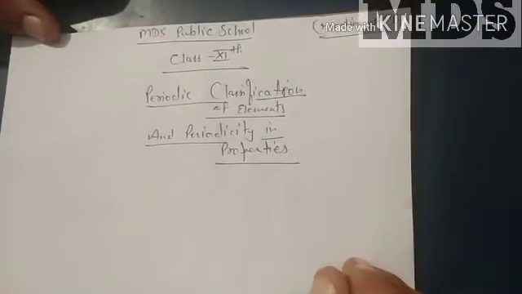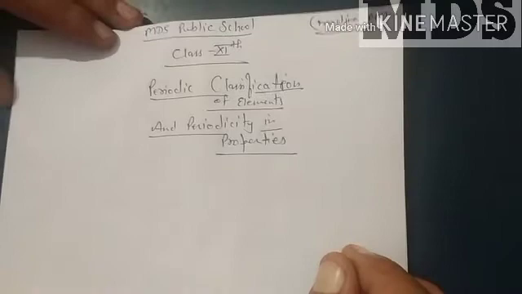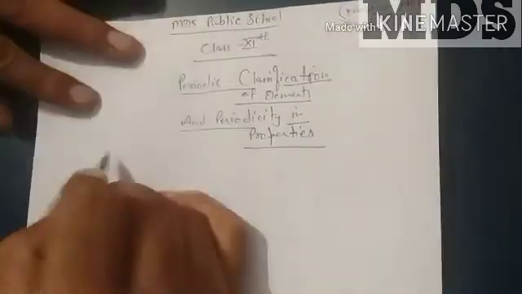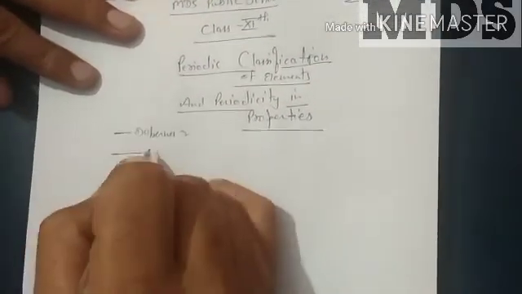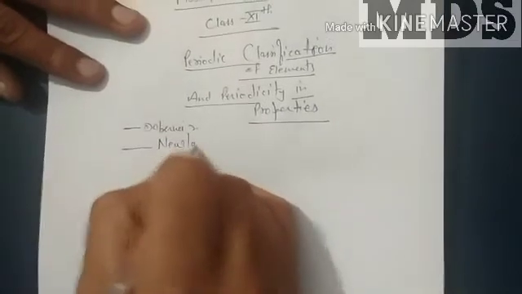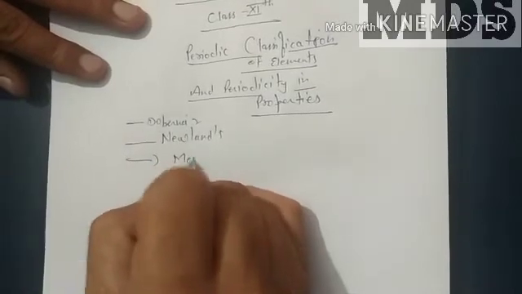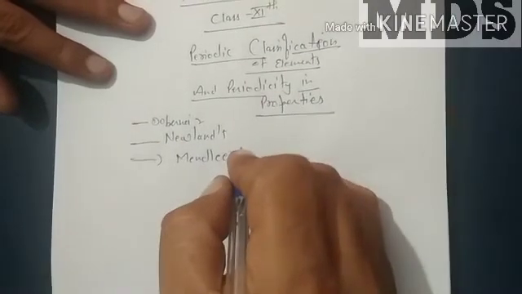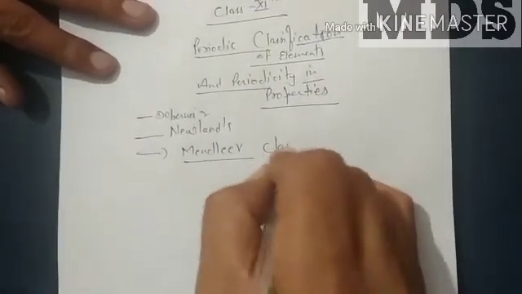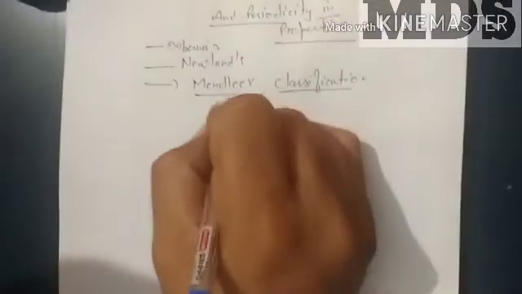Hello, dear students. In the previous lecture of the periodic classification, our third chapter, periodic table, we have studied the first one, Dobereiner's classification. Then we studied Newlands. Today we are going to discuss the third one, which is quite important: Mendeleev. This is Dmitri Mendeleev, a Russian chemist. His classification became quite important. Okay, Mendeleev classification, or you can call it the Mendeleev periodic table.